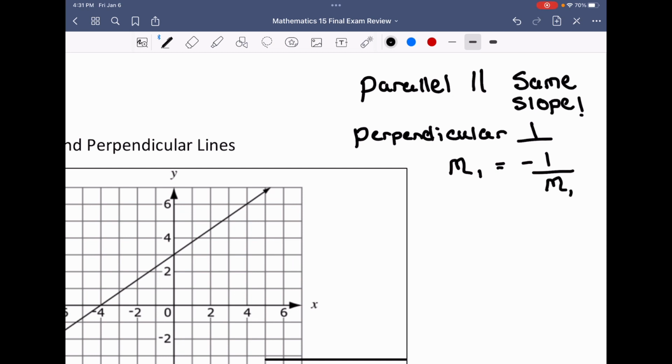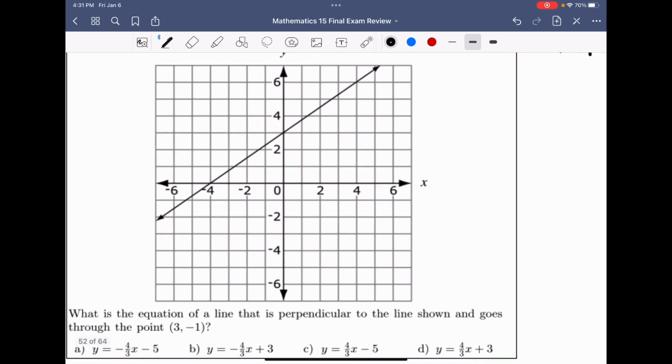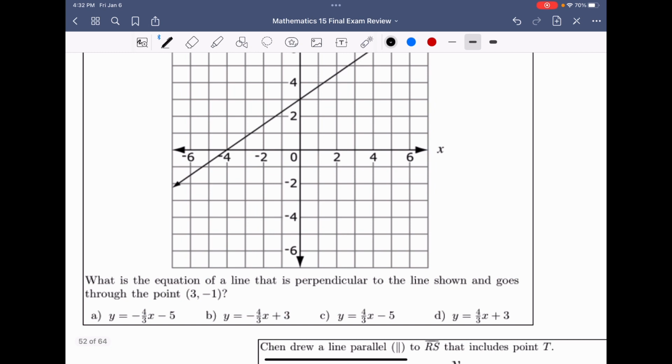Now we're going to see what this means in terms of an example here, and we're going to see that the reason we put an upside down T, and for parallel we put lines that are running side by side, is that that's what they look like on the graph. So let's actually look at this. What equation is the line that's perpendicular to the line shown and goes through 3, -1?